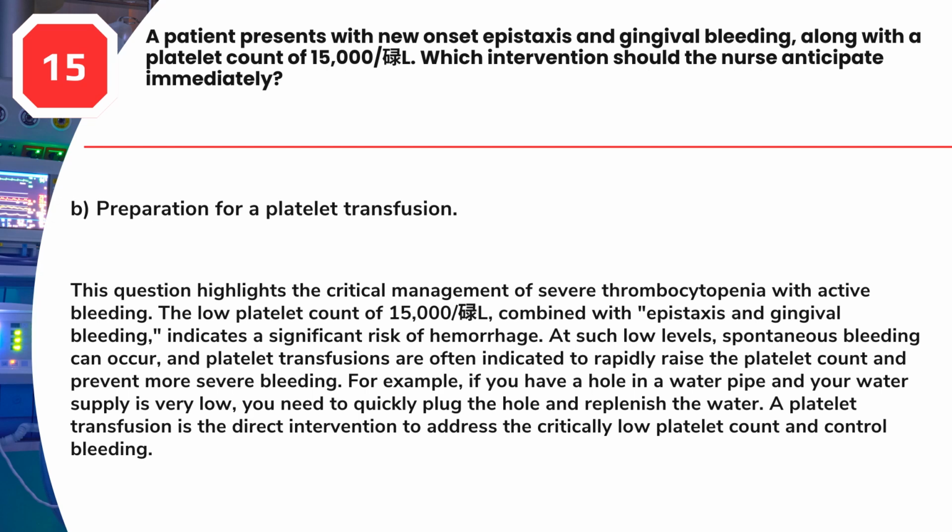This question highlights the critical management of severe thrombocytopenia with active bleeding. The low platelet count of 15,000/µL, combined with epistaxis and gingival bleeding, indicates a significant risk of hemorrhage. At such low levels, spontaneous bleeding can occur, and platelet transfusions are often indicated to rapidly raise the platelet count and prevent more severe bleeding. For example, if you have a hole in a water pipe and your water supply is very low, you need to quickly plug the hole and replenish the water. A platelet transfusion is the direct intervention to address the critically low platelet count and control bleeding.